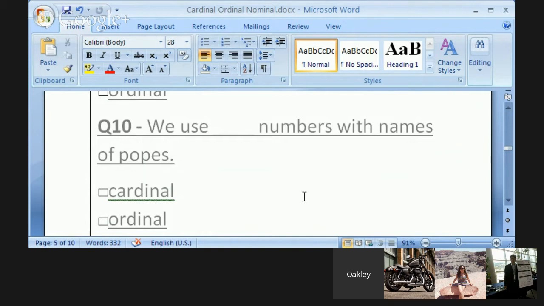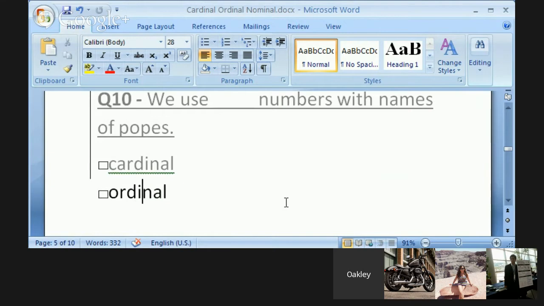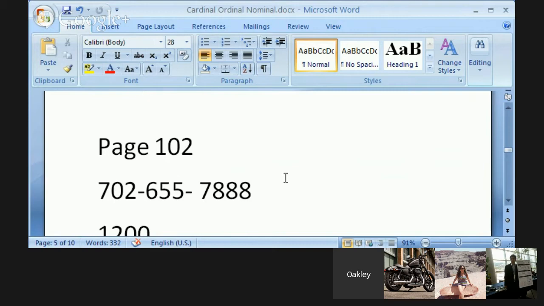We use what numbers with names of popes? Cardinal? No, ordinal. You think popes, you think cardinal, the position in the church. It's actually ordinal. Pope Leo the VIII, like that.